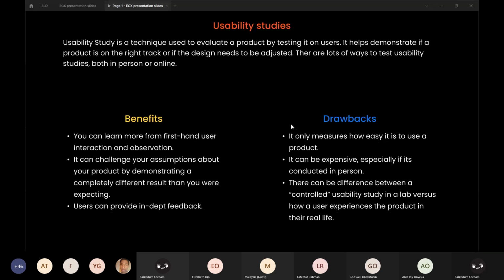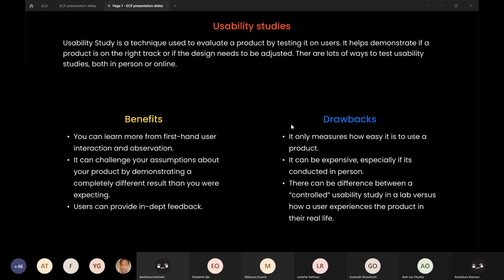The next slide. Okay, so we have usability studies. A usability study is a technique used to evaluate a product by testing it on users. It helps demonstrate if a product is on the right track or if the design needs to be adjusted. There are a lot of ways to conduct usability studies, both in person or online.